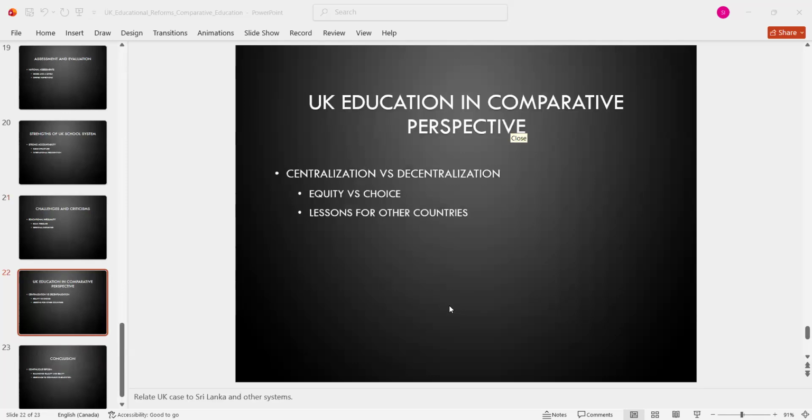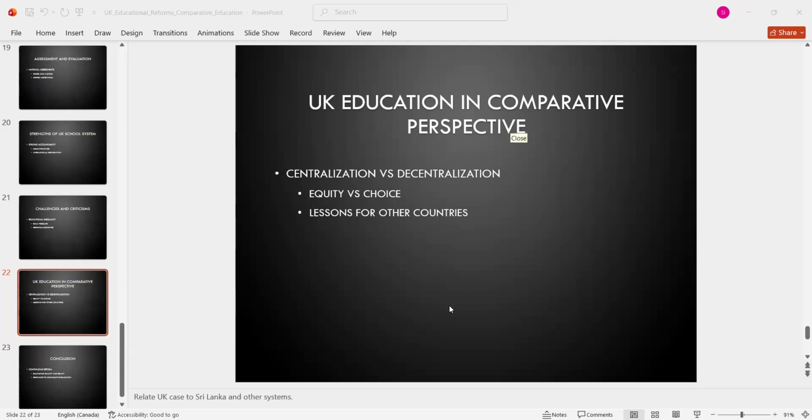And UK education in comparative perspective: centralization versus decentralization, right? So they have this centralization and decentralization. They are giving powers to the schools. So equity versus choice, lessons for other countries, right?